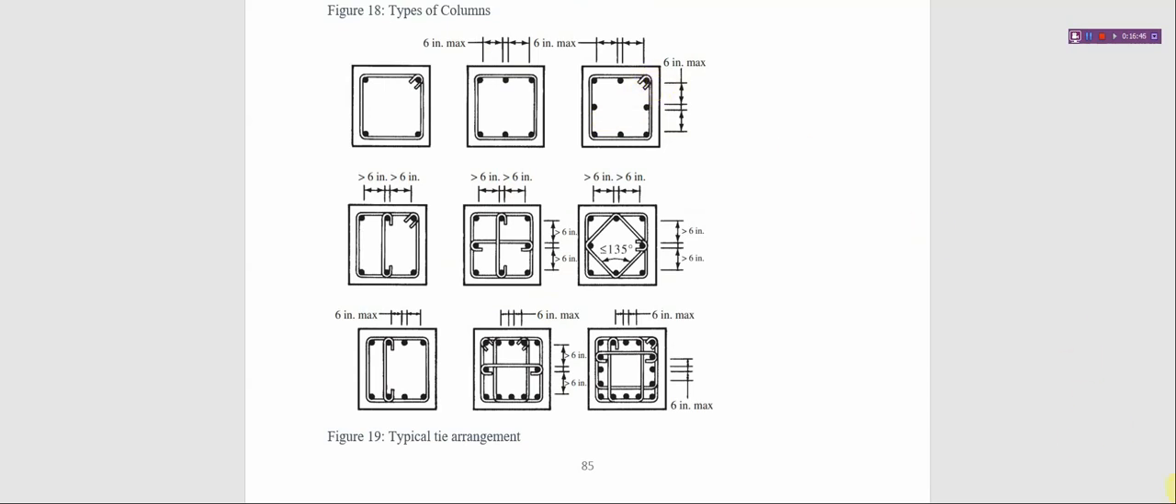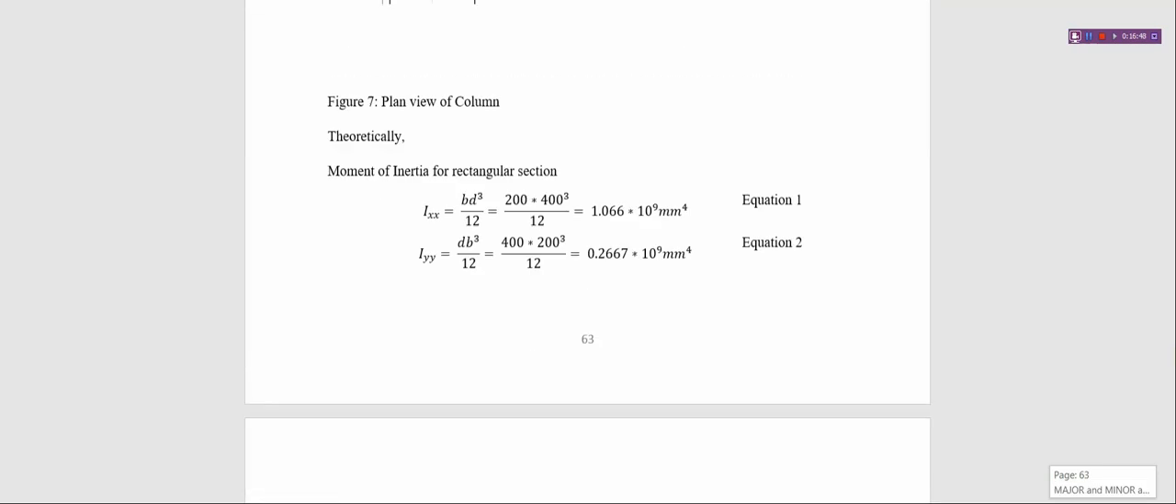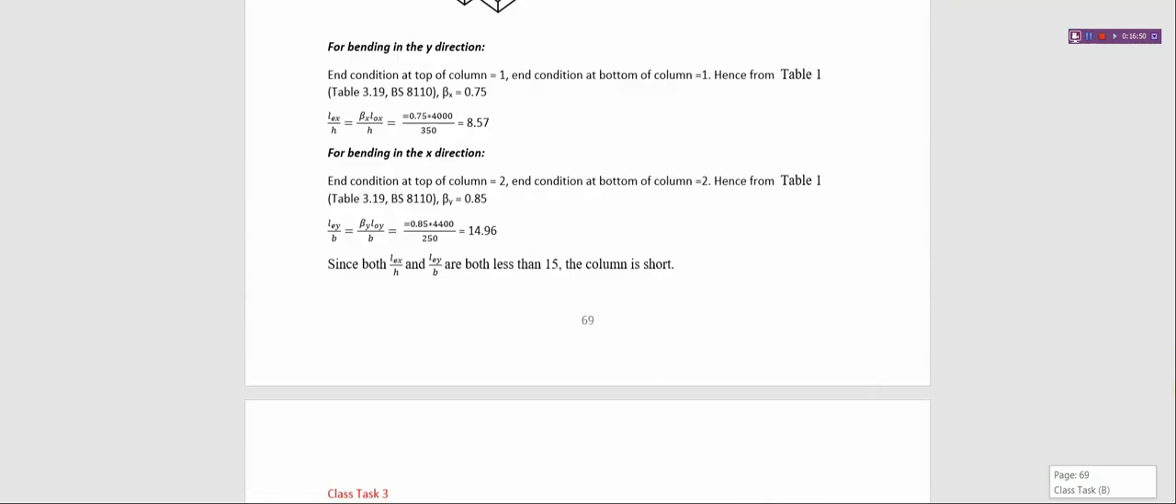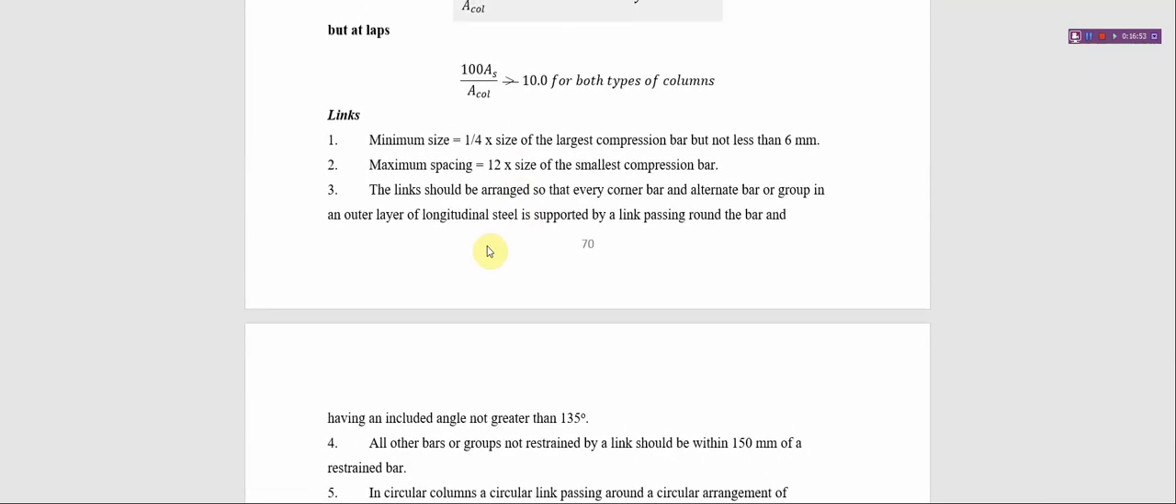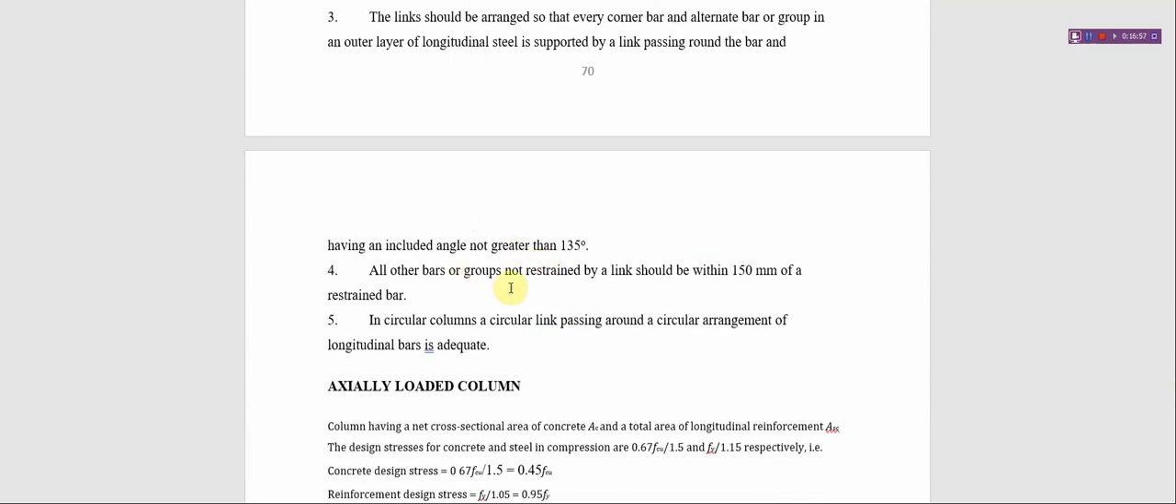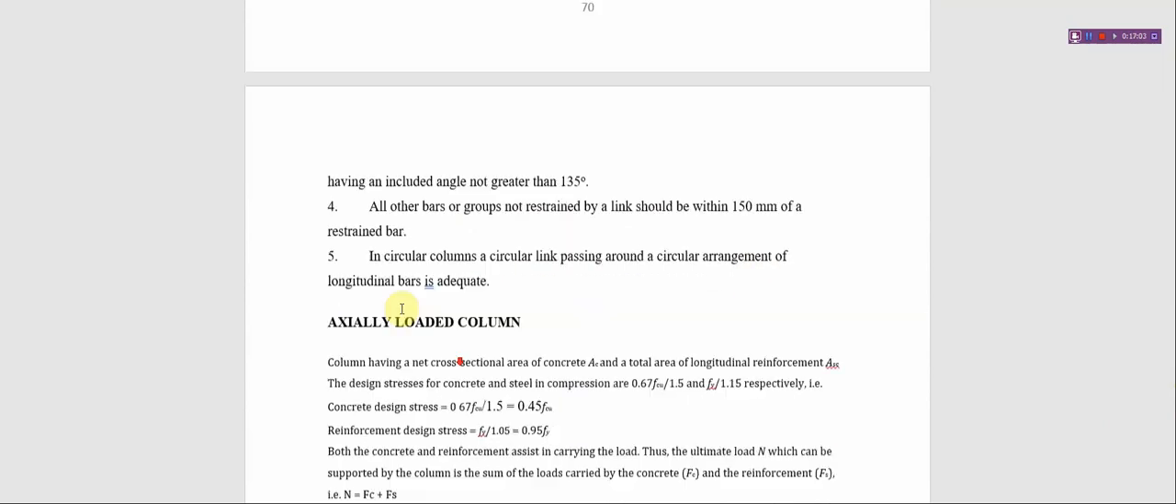So let me continue with what I was discussing earlier. I said it's 135 degrees, not greater than 135 degrees. All the bars or groups must be restrained by a link within 150 mm. I think I've explained this.